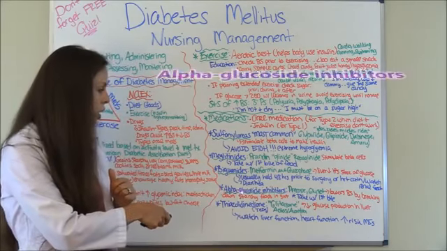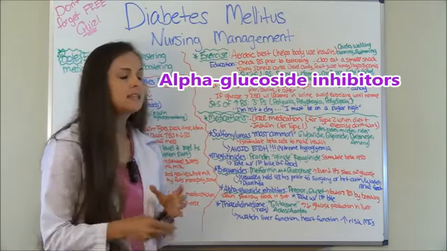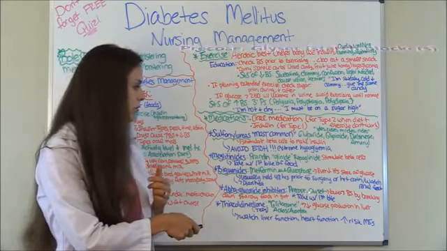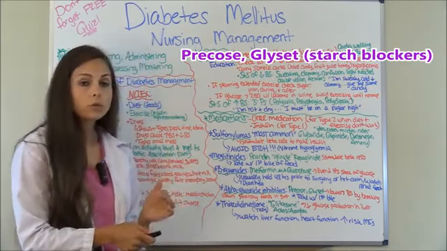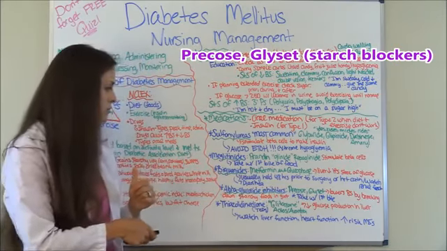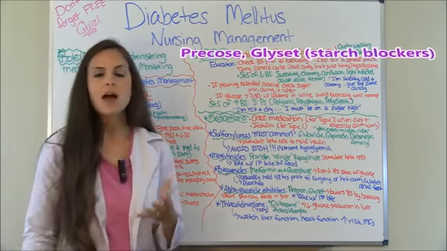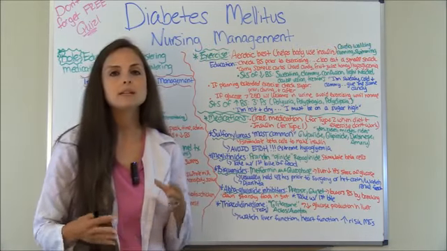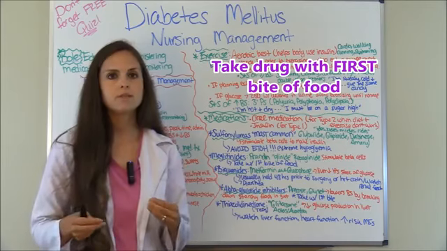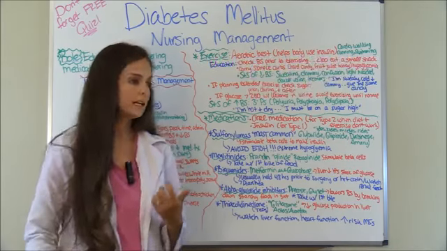Next is the alpha-glucosidase inhibitors. This is the drugs known as Precose or Glyset, and this lowers the blood glucose by breaking down starchy foods in the gut. So, education piece with this is that you want to take this medication with the first bite of food since it works on the food you are taking in.